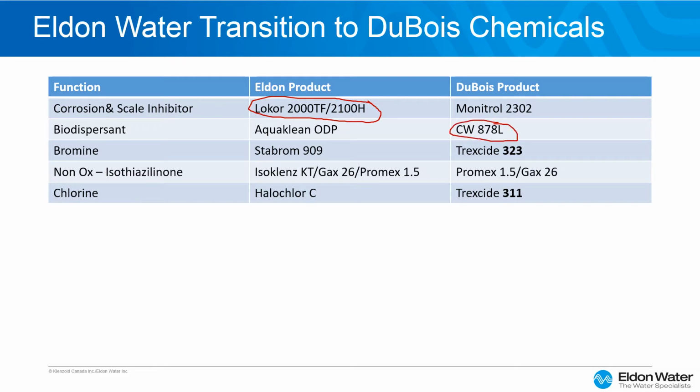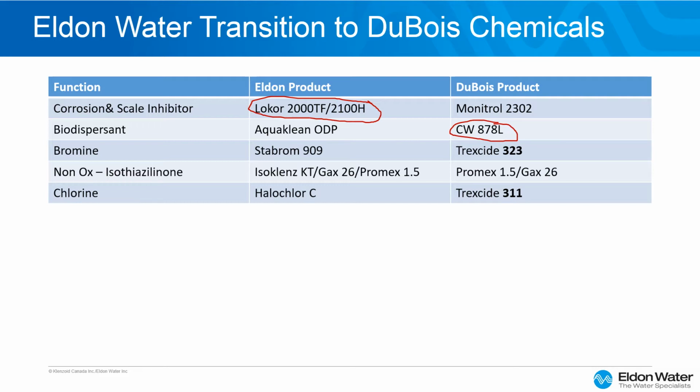Our bromine product, Sta-Brom 909, we're actually going to be going over to what's called Trekside 323. This is the DuBois product. This one's about 30% more concentrated Sta-Brom bromine. It's the same actives. It's still a stabilized bromine mixture, but it's just more concentrated.